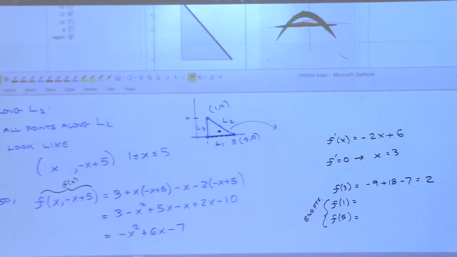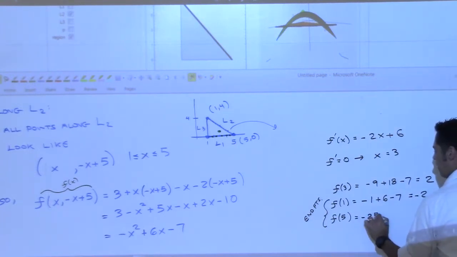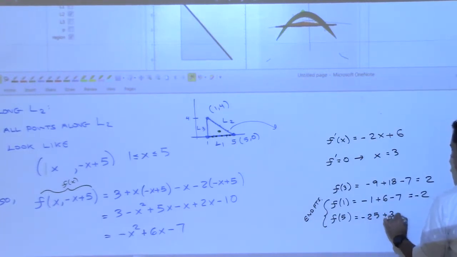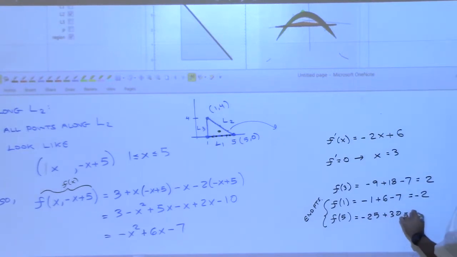What about when we plug 1 in? Negative 2. And 5. Negative 25 plus 30 minus 7. Did I do that wrong? It's negative 2. Negative 2.